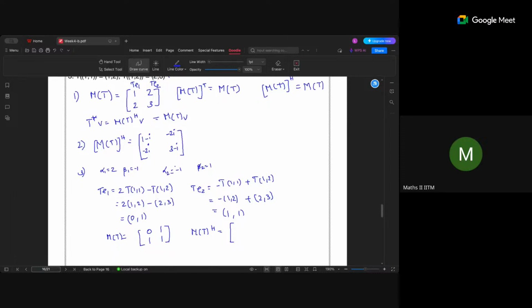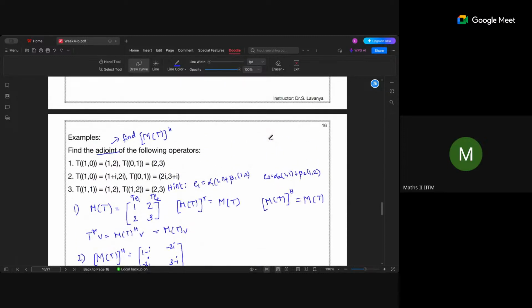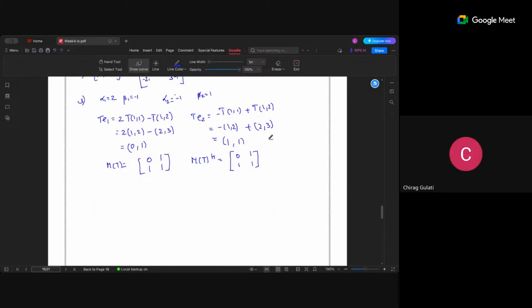What's the answer for M of T H? The complex conjugate? Same, right? Same. Okay. So how to find the adjoint of an operator? Is that clear for everyone? Yes? Yes, ma'am. Okay, fine.